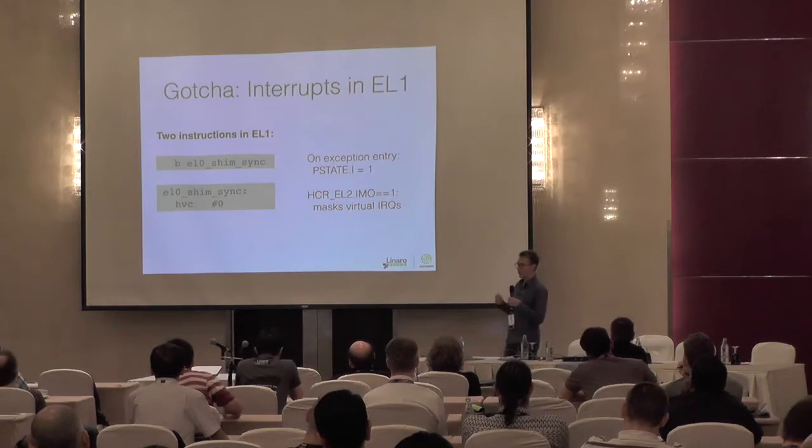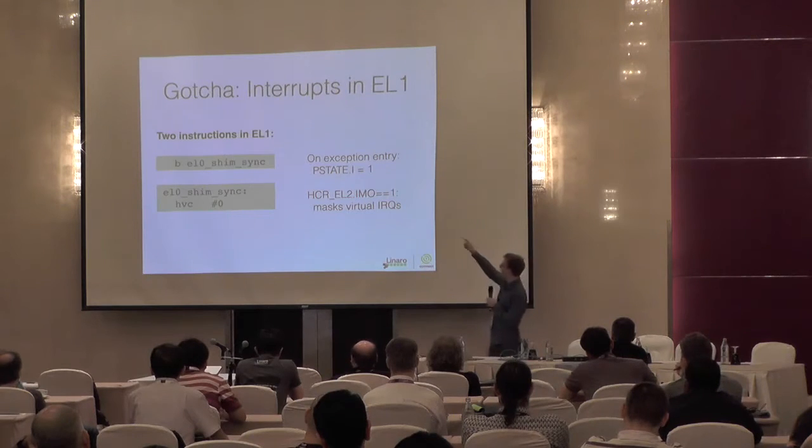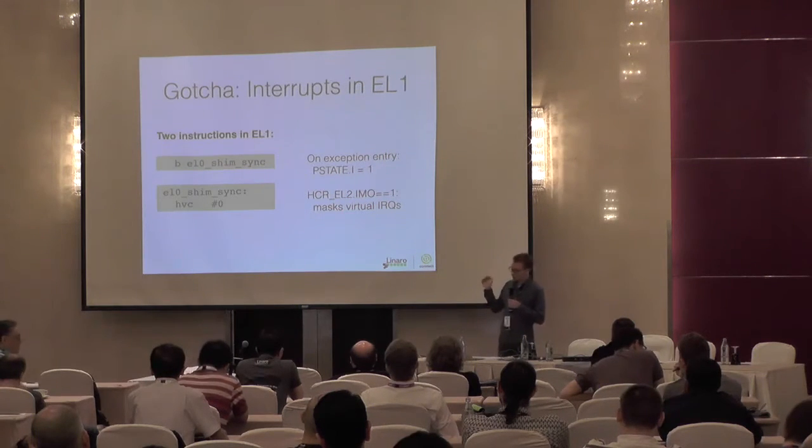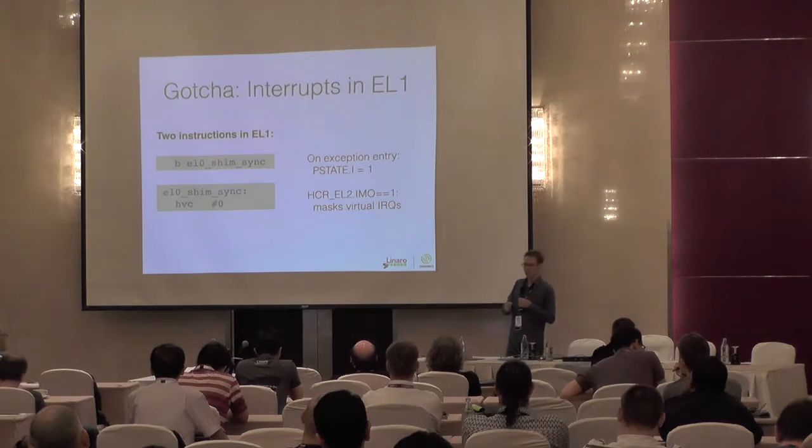So the way that the hardware avoids this is it sets the I bit, the PSTATE I bit, which masks interrupts at the CPU level, right? So you jump into your exception handler as part of a system call, you don't want to be taking physical interrupts, you want to mask those. And that works just fine normally.